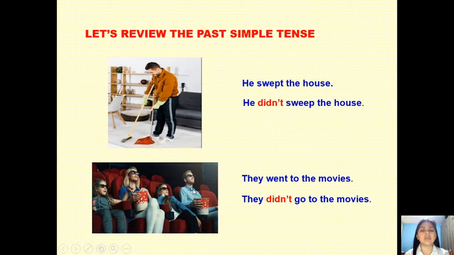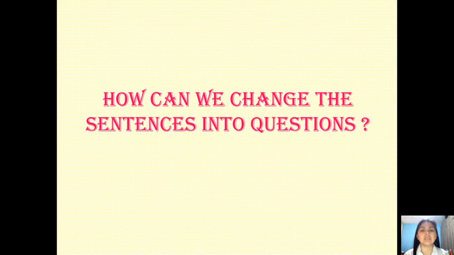Let's continue. We have another picture here. We say they went to the movies. What is the verb? Can you identify the verb? Yes, the verb is went, right? It is go in the past. And in negative form, we say they didn't go to the movies. Remember again that in negative form, in the past simple tense, we use the auxiliary didn't, right? How can we change these sentences into questions?